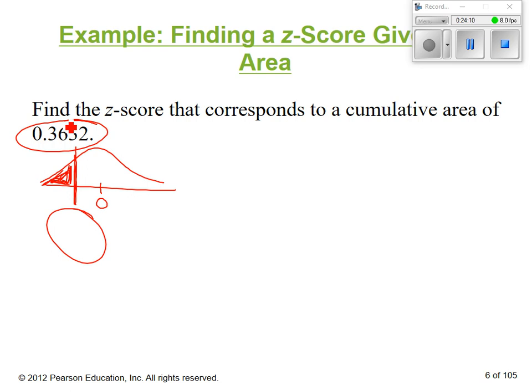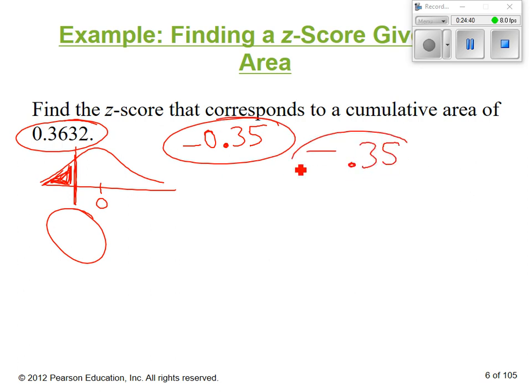All we do to find the z-score is we go up to this column, over to this row, and we match up the two numbers. What's the number on the left? Negative 0.3. And then what's the one up top? 0.05. So negative 0.35 is our answer. That's the z-score that matches that area. It's that simple. Does it make sense?